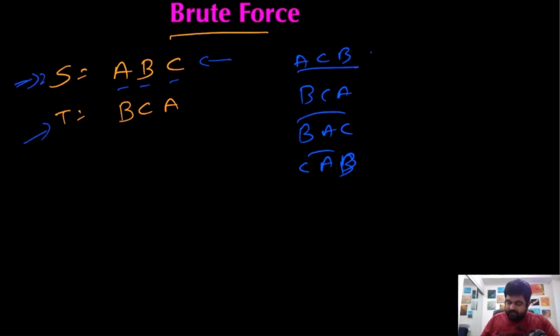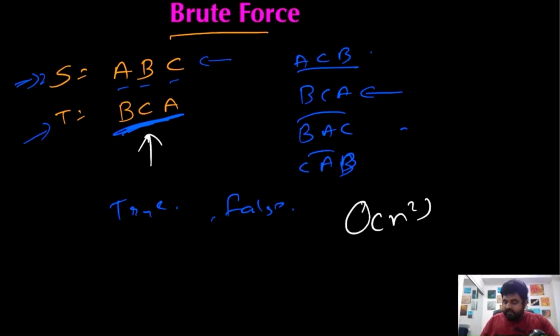At any point, if we encounter that this BCA is present among all the different permutations we created, we will return true in this case. If it is not present, we will return false. So the solution would work perfectly fine and we will get the desired result, but our aim is not just to get the desired result. Our aim is to get the desired result at a convenient cost, which is not the case for this particular scenario. The time complexity of the brute force approach is actually big O of n square, because creating all of these different permutations takes that much time, and that's why we have to find a better approach.